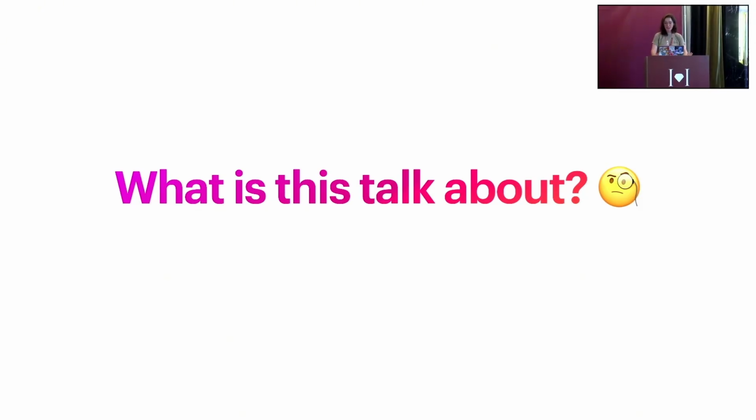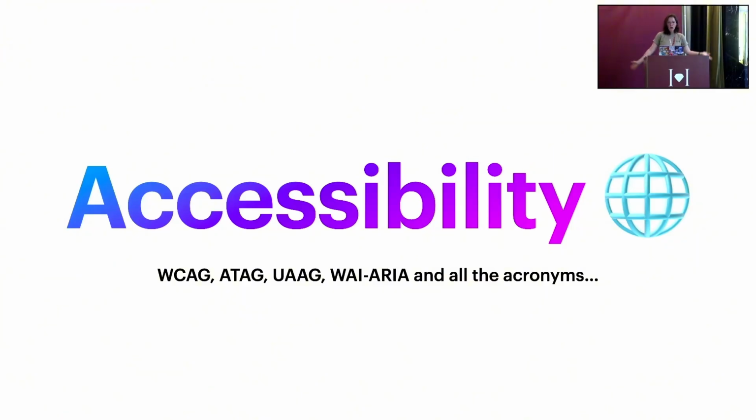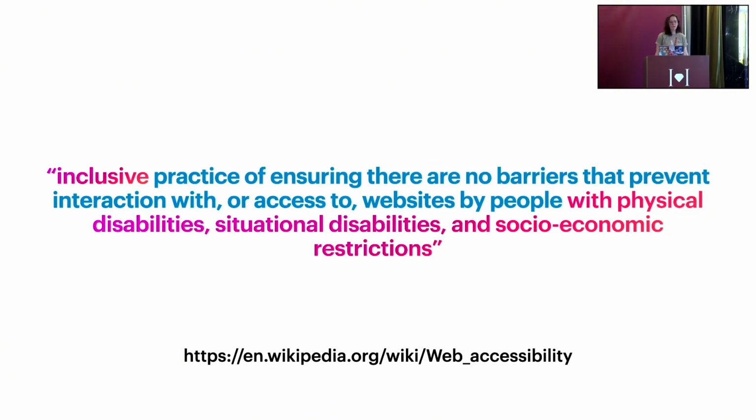But let's first introduce some concepts. What does accessibility mean when it comes to the web? You might already know about this. You might have already seen there are a lot of acronyms and nobody knows what they stand for. They're very complicated to keep track of. So what is it? Web accessibility is the inclusive practice of ensuring there are no barriers that prevent interaction with or access to websites by people. And the last bit is important: people with physical disabilities, situational disabilities, and socioeconomic restrictions, among other things.